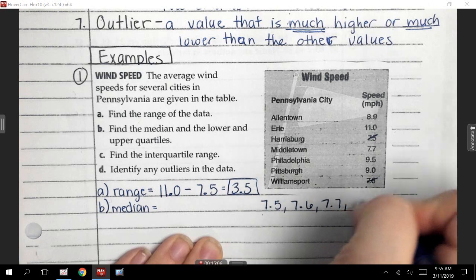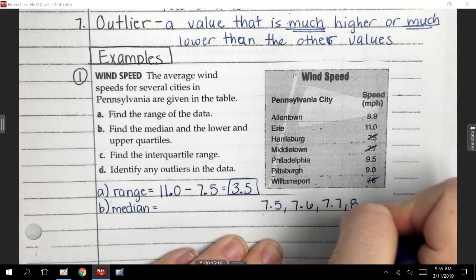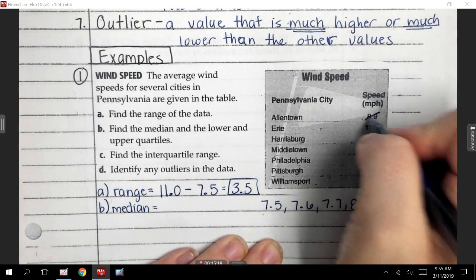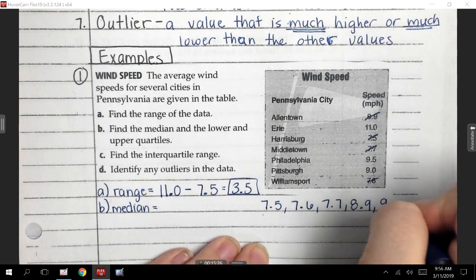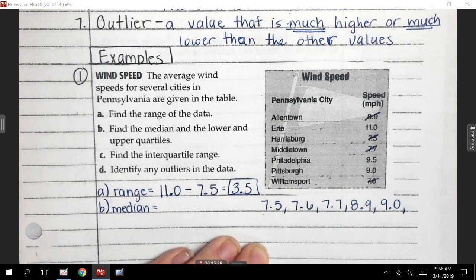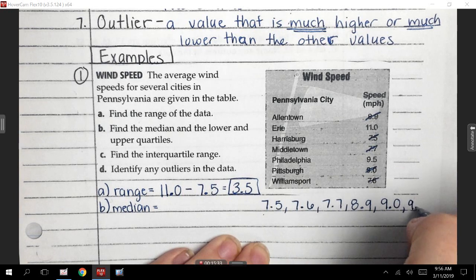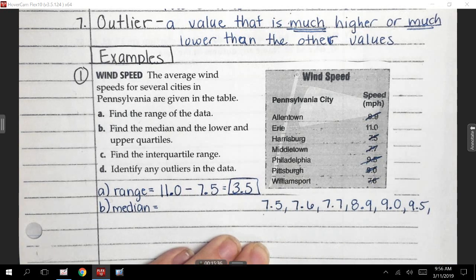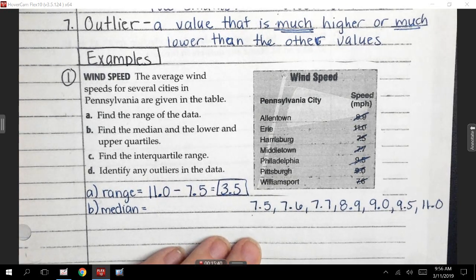7.7. And you notice, guys, every time I write down a number, I'm marking it out, so I don't write any twice, or leave any out of my list. All right, what's next, Gabe? 8.9. All right, and then what's going to be after that, Hayden? 9.0 or 9. And then next, Michael? 9.5. And my last number, Rebecca? 11.0. Okay.